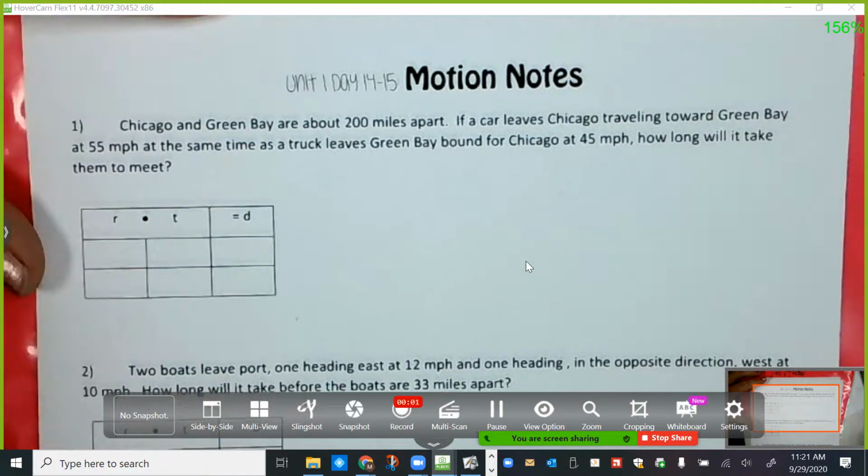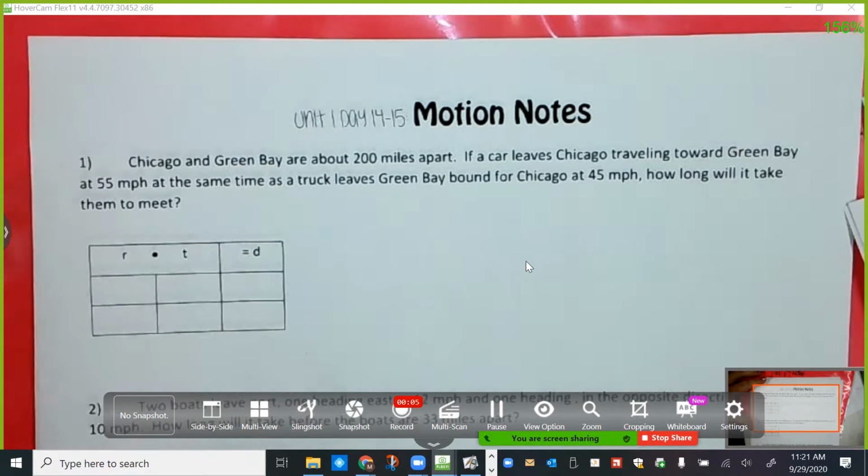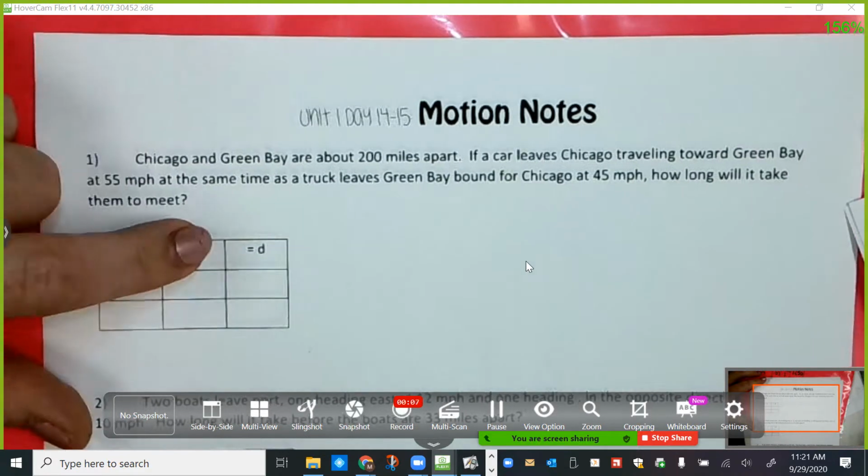So we're doing motion. There's a couple things we need to know before we start. So we need to understand what R, T, and D stand for.